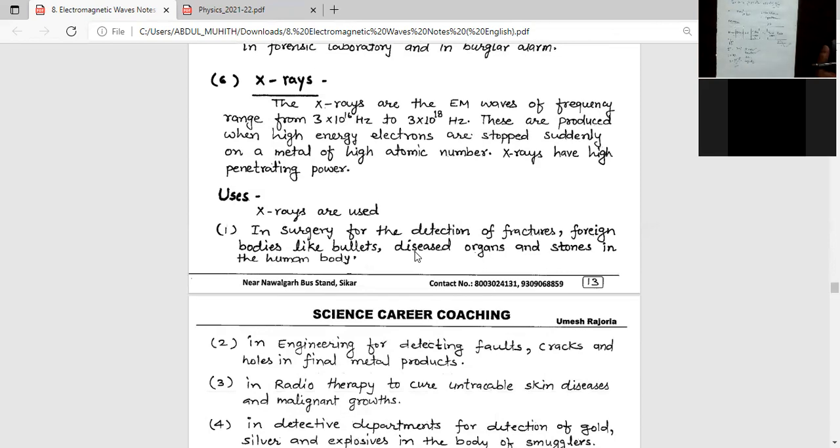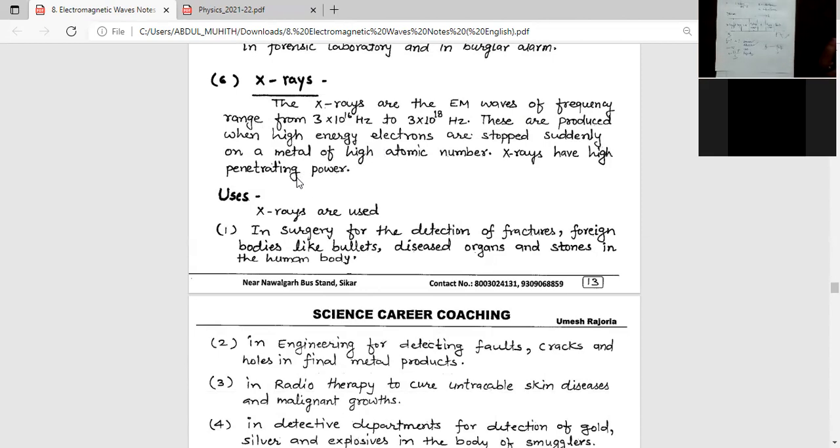The X-rays are produced by what? They were discovered by the great scientist W. Röntgen. What happens is that when a fast moving electron hits the tungsten target, hard electromagnetic waves are produced. These are produced when high energy electrons are stopped suddenly on a metal of high atomic number. X-rays have very high penetrating power.